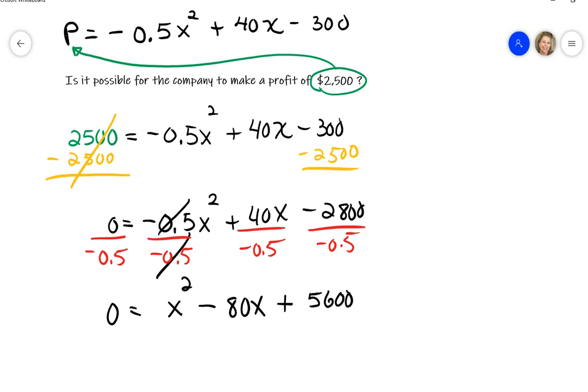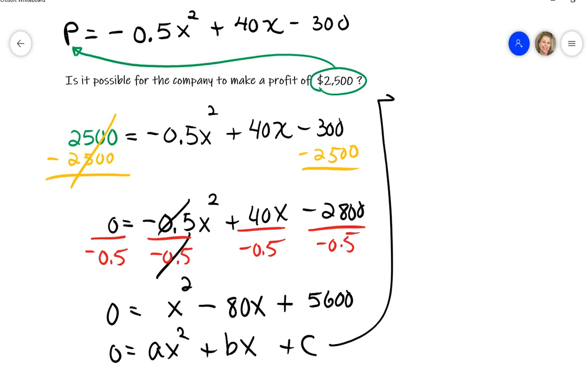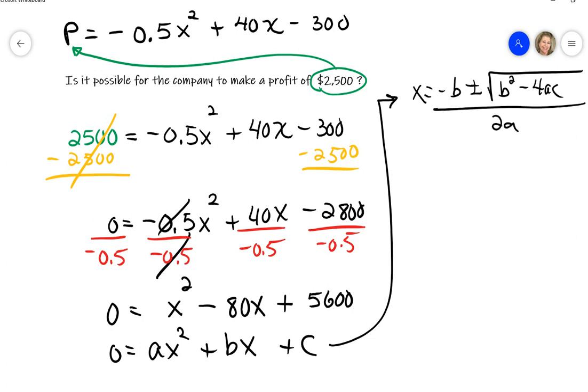Okay, now, I can try to factor. That might take me a while, and since I factored on the last one, I think I'll just use the quadratic formula on this just to give you an example of that. If you have 0 equals ax squared plus bx plus c, then using the quadratic formula, here it is: x is negative b plus or minus the square root of b squared minus 4ac all over 2a.